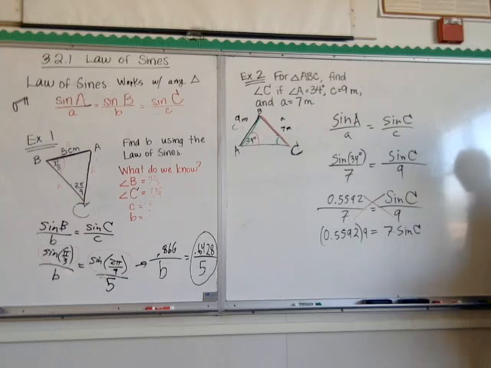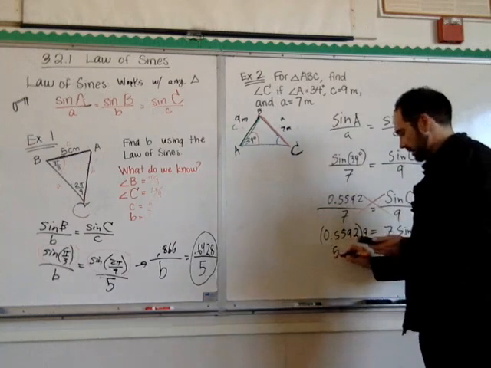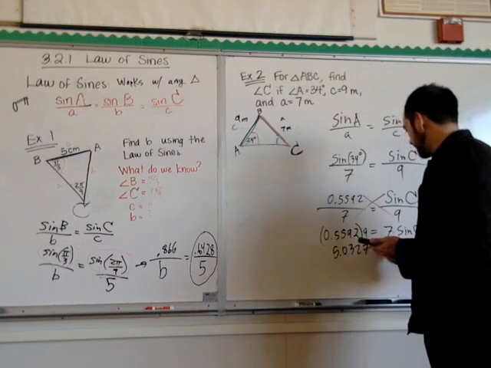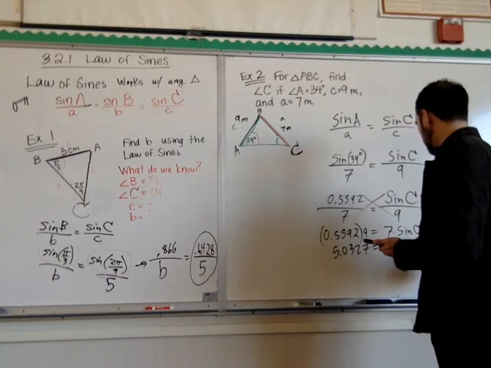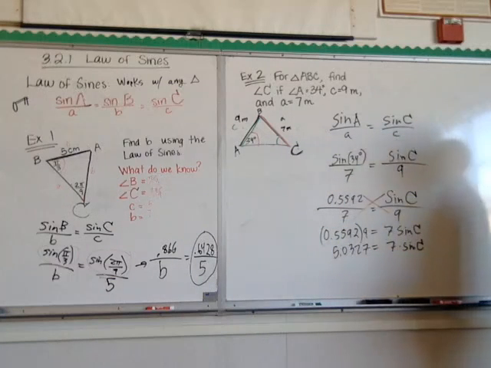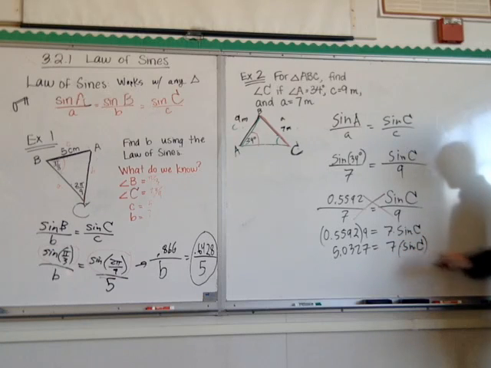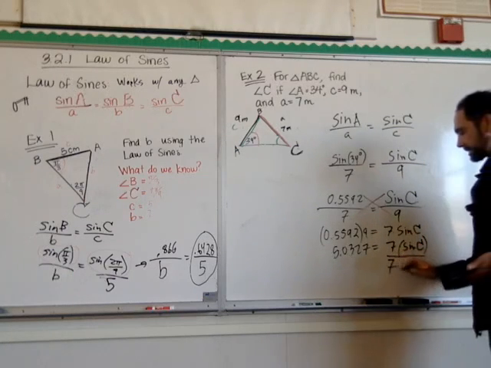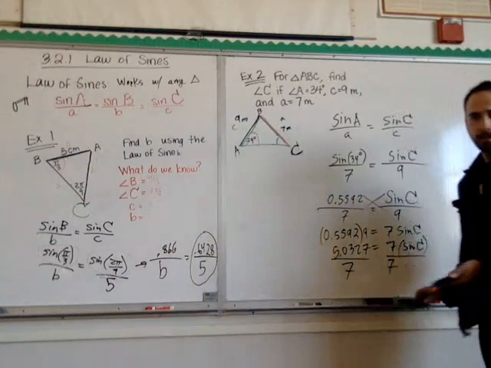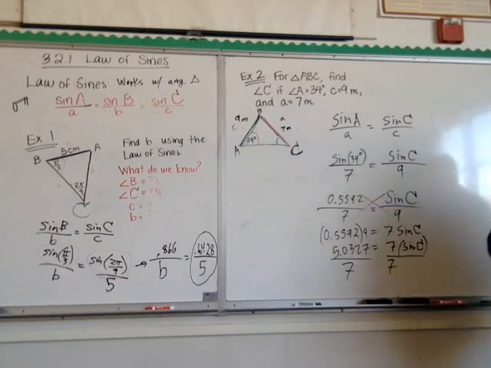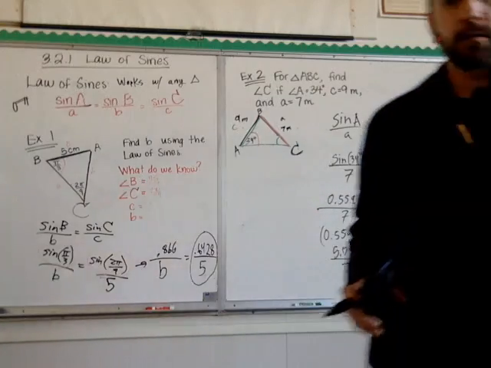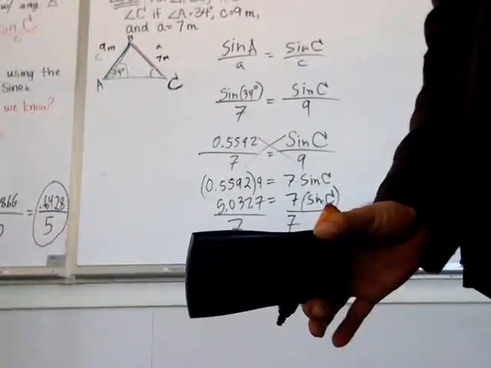Okay, let's multiply that together. 0.5, all that times 5.0327. 7 times the sine of C. We want to isolate what we don't know. We need to get rid of the 7, and from that we're going to be able to use the arc sine. Arctan is your favorite.